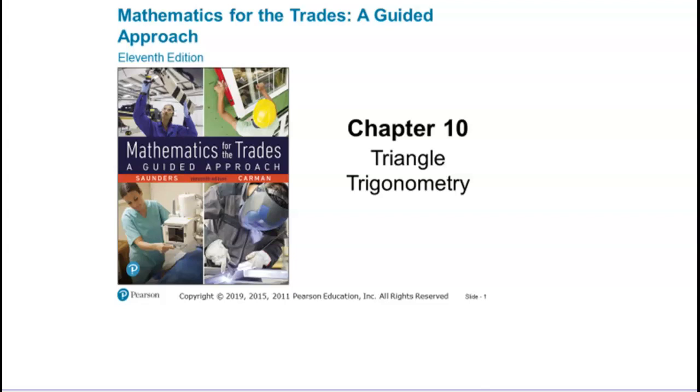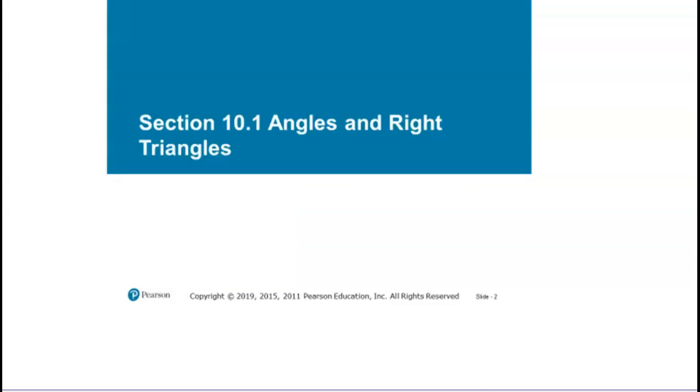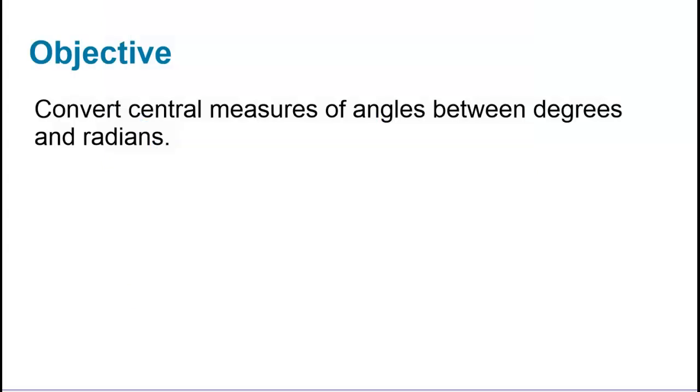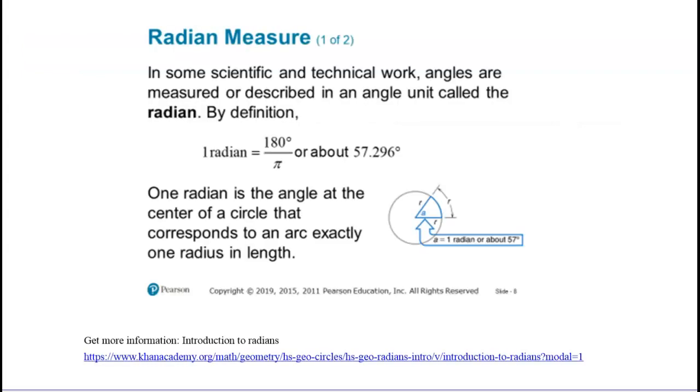So we will continue with looking at Chapter 10, Triangle Trigonometry, and Angles and Right Triangles, Section 10.1. And in this video, we are going to specifically look at converting central measures of angles between degrees and radians. So when we're looking at a radian measure, it describes the same thing as an angle, but in radians.